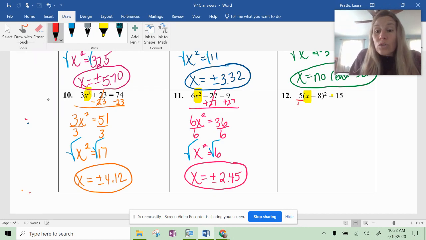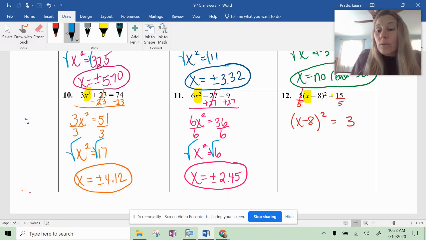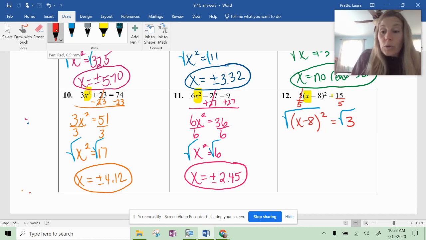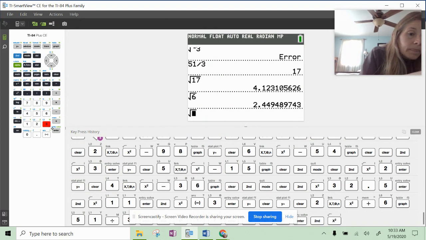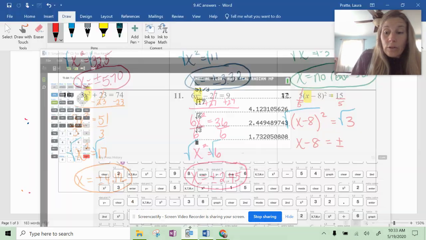Now, you want to just not distribute the 5. You want to divide the 5 here. So when you divide both sides by 5, you're now left with x minus 8 squared equals 3. Now, because you can't do anything with the x minus 8 because this is in parentheses and there's a square, you're going to square root that entire side of the problem. So when you square root the square, you're just left with x minus 8. And on this side, you're going to have plus or minus, and then your square root of 3, which equals 1.73.